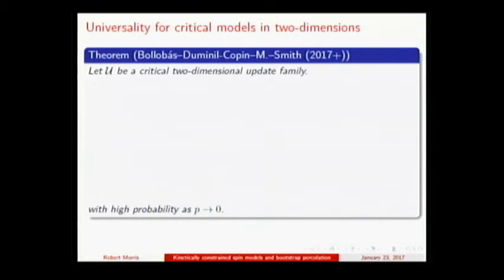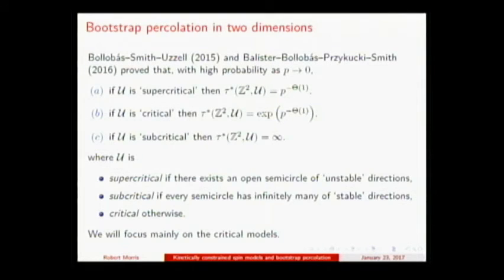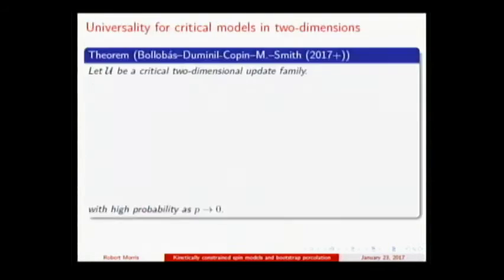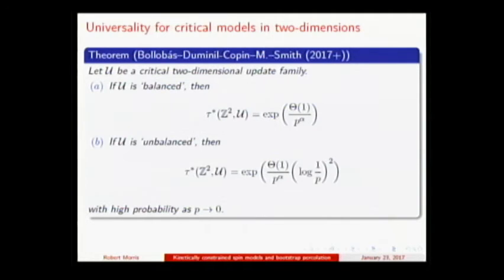So what can we say about criticality, about the critical models? These are the ones with tau star being e to the polynomial. Okay, so in some sense, the most interesting ones. So with Bollobás, Duminil-Copin, and Smith, we show that there's two possibilities. Either you're balanced, I'll say what it is in a minute, and you're really e to the minus alpha, the constant, or you're unbalanced and there's an extra log 1 over p squared factor.